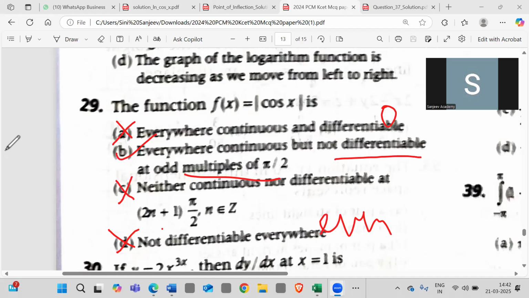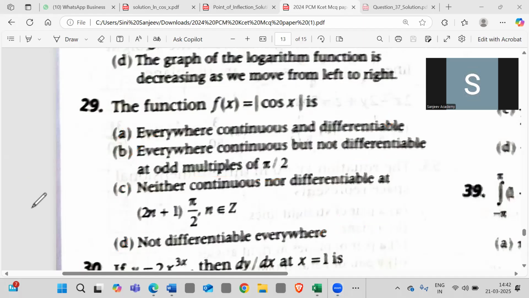Let me just clear. Again, eliminate everything, but a lot of learnings are there. Differentiable in the sense, kindly do the differentiation and see. But a little bit of extra thinking is required in these things.